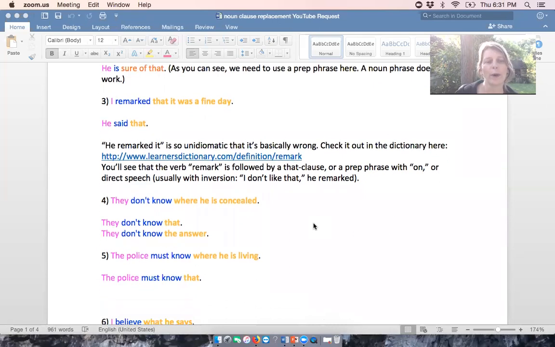They don't know where he is concealed. Now, to know can have a noun phrase as answer. You can say, I don't know the answer, or I don't know that.